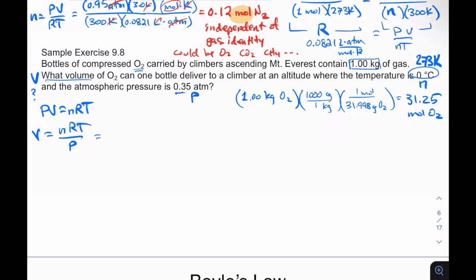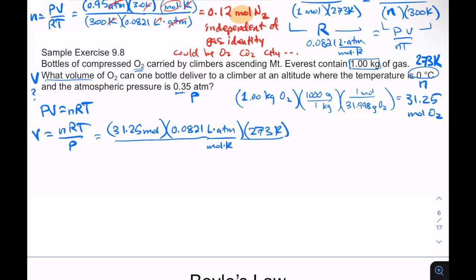The number of moles, we just calculated that. That's 31.25 moles. Now it could be moles of anything, but we know that this is moles of O2 that we're calculating. Here's our gas constant, 0.0821 liter atmosphere per mole Kelvin. And then we've got temperature, 273 Kelvin, divided by the pressure, which is 0.35 atmosphere. Let's make sure our units cancel out. Moles with moles, Kelvin with Kelvin, atmosphere with atmosphere. And we're left with the units that we want in the numerator, which is good, because if you're calculating for volume but your units are in the denominator, then you've done something wrong. You've calculated the reciprocal, most likely.